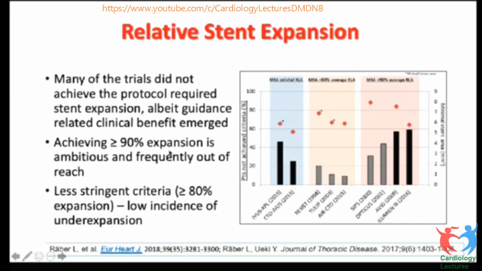Achieving more than 90% of the expansion is ambitious and frequently out of reach. Most studies which use more than 90% of average diameter reached only 45-50% of patients achieving this criteria. And less stringent criteria such as 80% result in more patients achieving the optimal expansion.